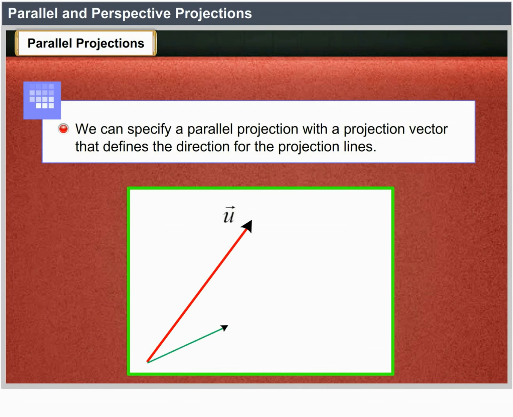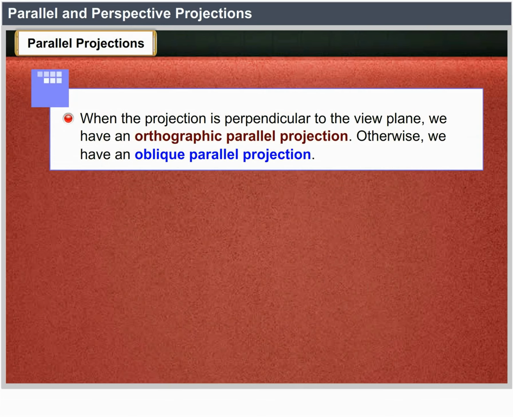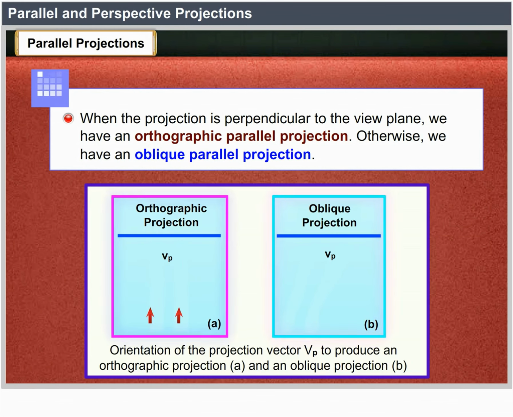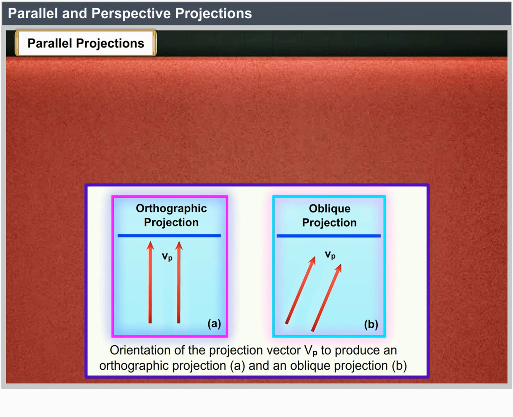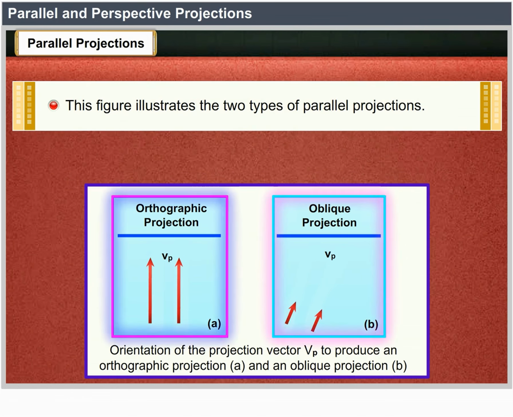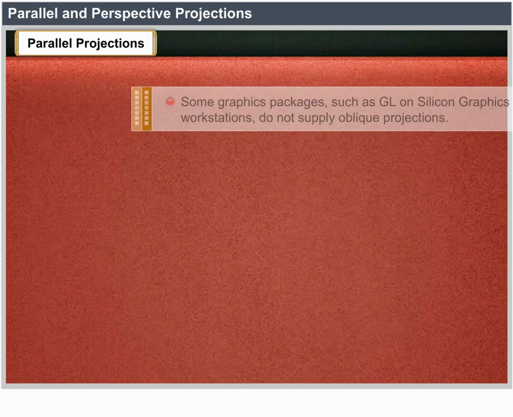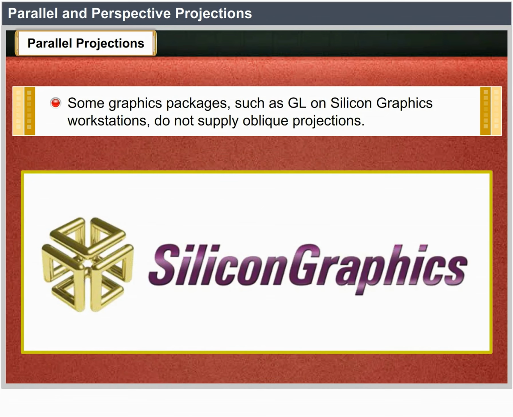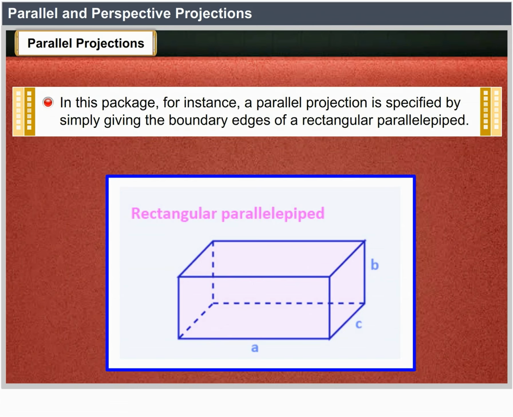Parallel projections. We can specify a parallel projection with a projection vector that defines the direction for the projection lines. When the projection is perpendicular to the view plane, we have an orthographic parallel projection. Otherwise, we have an oblique parallel projection. This figure illustrates the two types of parallel projections: orthographic projection and oblique projection. Some graphics packages, such as GL on Silicon Graphics workstations, do not provide for oblique projections. In this package, for example, a parallel projection is specified by simply giving the boundary edges of a rectangular parallelepiped.